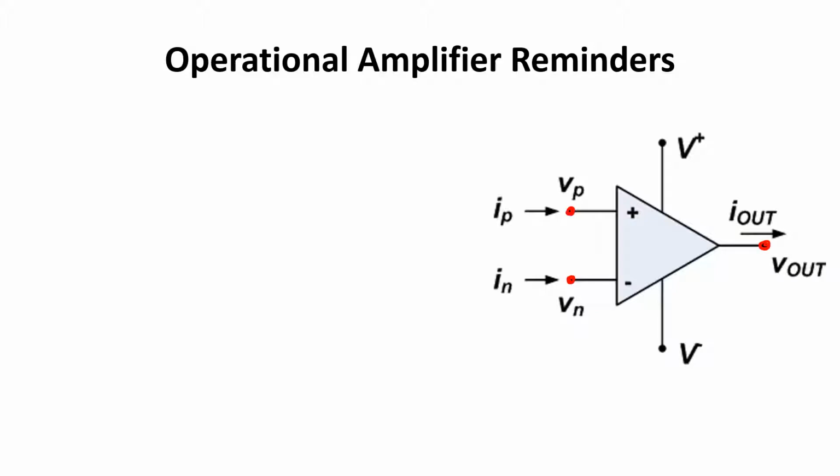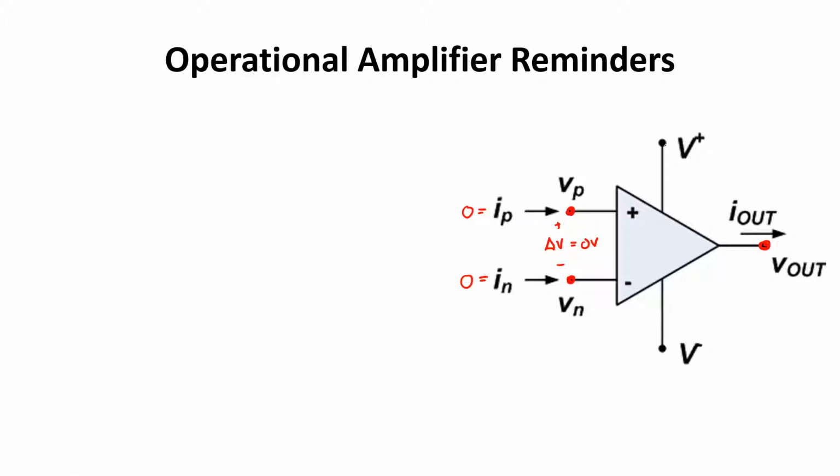The ideal operational amplifier rules are that there's no voltage difference between the input terminals, so this delta V, Vp minus Vn, is 0 volts. There's also no current flowing into the input terminals, so Ip and In are also both 0.